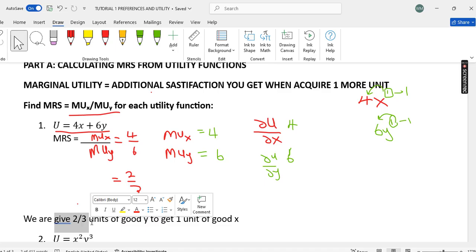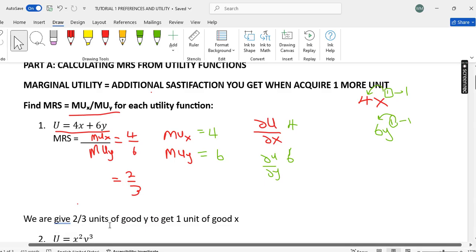But here we just calculated the trade-off rate. We're just saying you're giving up 2 over 3 units of good y to get 1 unit of good x. Any questions?